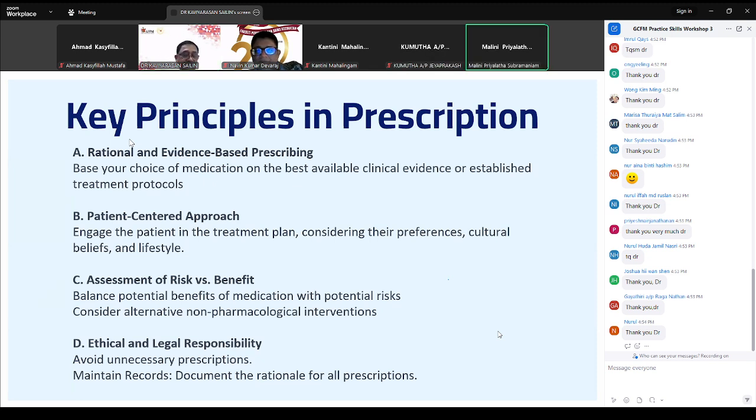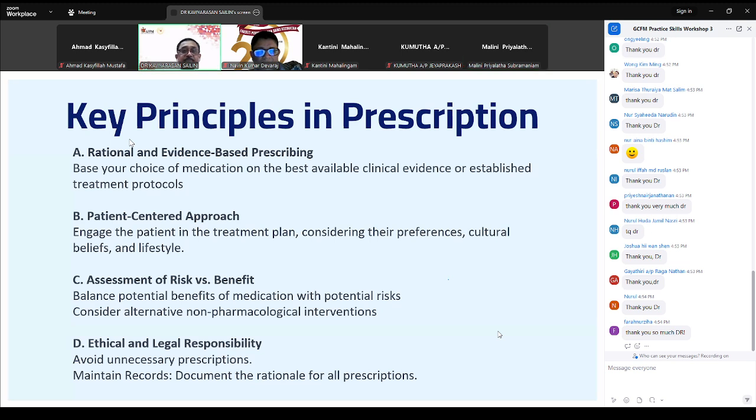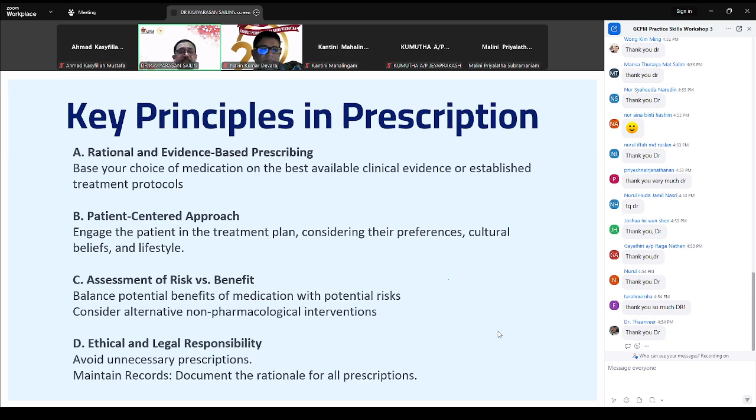Any other questions, doctor? Good evening, Doctor. Malini here. Doctor, you keep mentioning that especially for antibiotics, we should try to choose the antibiotic with daily doses and shorter duration. But whenever we prescribe, we always follow the NAG, the national antibiotic guideline. And for amoxicillin, it goes up to like 10 days coverage. So how do we tackle that?